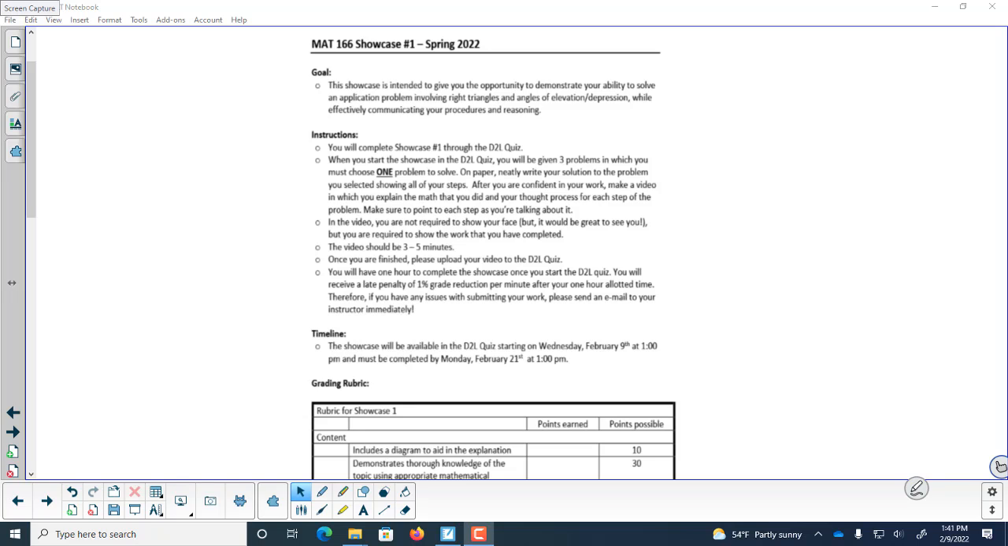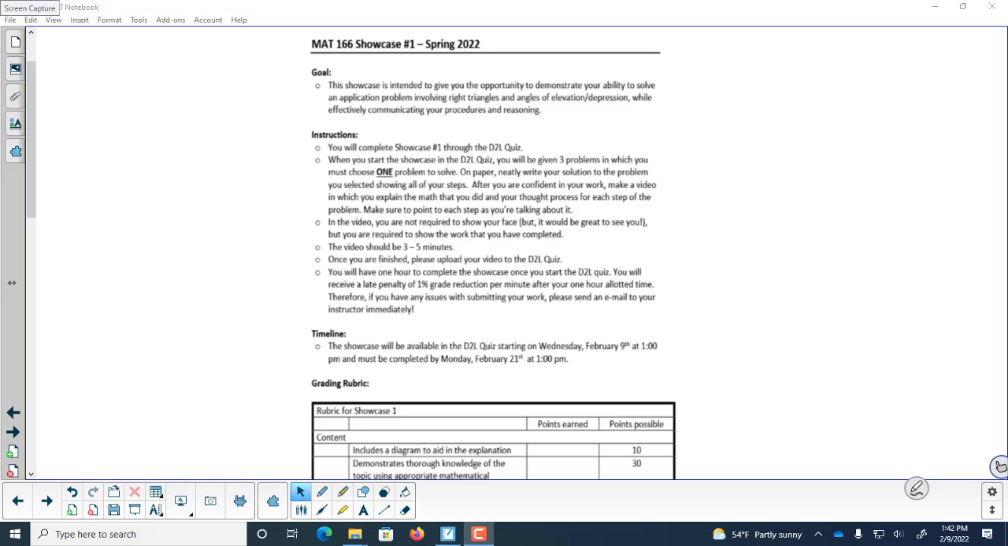Okay, so hopefully this makes sense. The showcase is timed. You can go to the D2L quizzes and open it up, but don't hit start, and you'll see these directions here. If you lose this paper, it's also posted in the showcases module. But the minute you click start, you have 1 hour, so make sure you are prepared, okay?